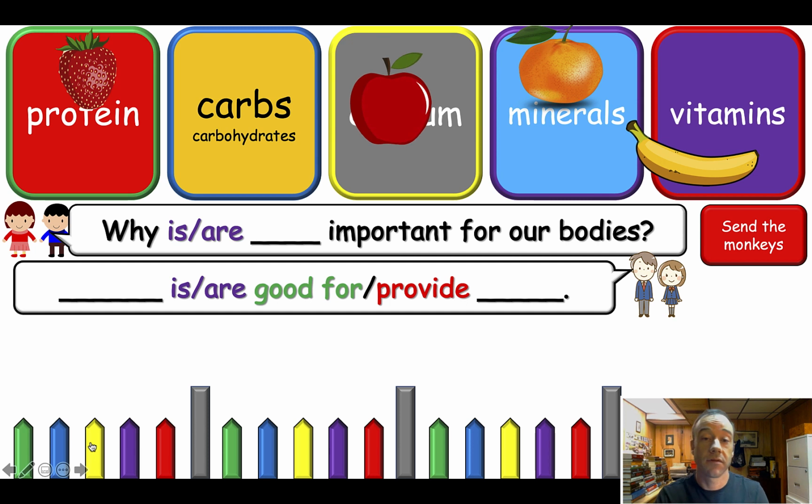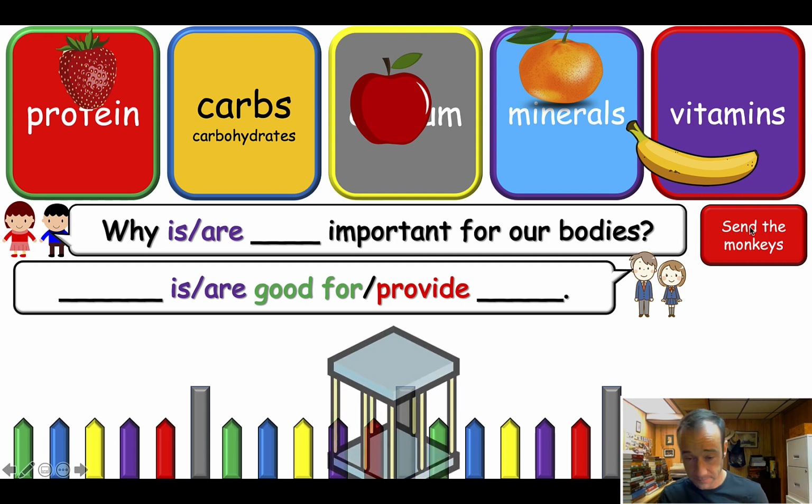And then their team should ask them, why is protein important for our bodies? And they should say, protein is good for, and they should say what it is good for. What did they learn? Okay, and carbs use provide. Okay, but most of them just use good for. Okay, and then after each student does the dialogue, gives the answer for each different nutrient, they fill in the blank. Then you can send the monkeys.